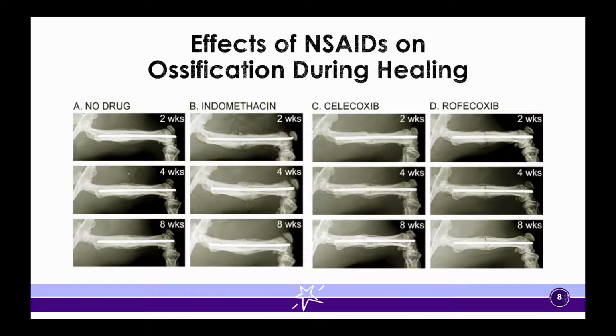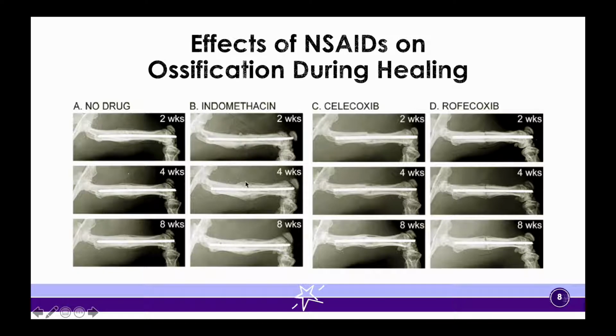I also want to show you this same type of thing in which we're looking at these different drugs, right? Having no drug versus other types of non-steroidal anti-inflammatory drugs. And again, we're looking at 2 weeks, 4 weeks, and 8 weeks on the bottom right here. With no drug, you can see there's a little rod in this little femur of our mouse. But you can see that the forming of the bone is coming, and you can see that calcification occurring on either side of that rod.